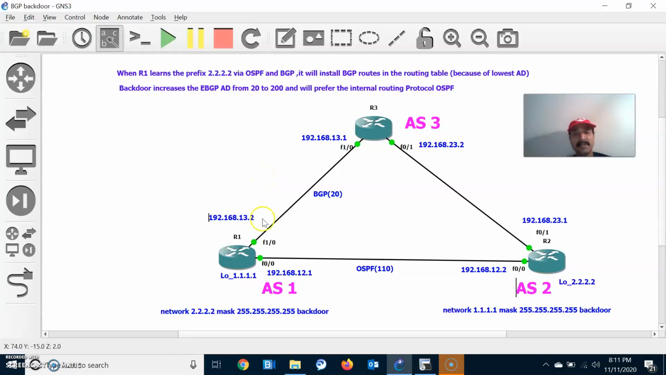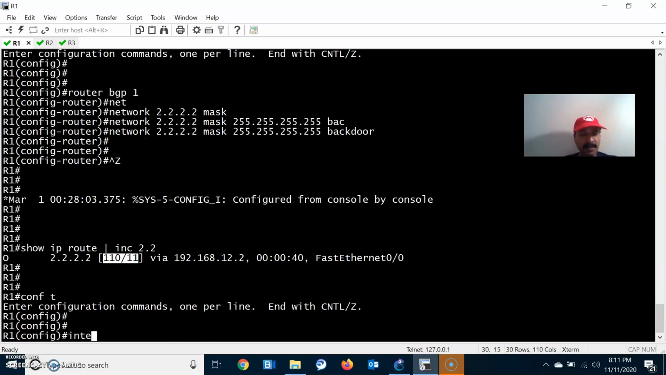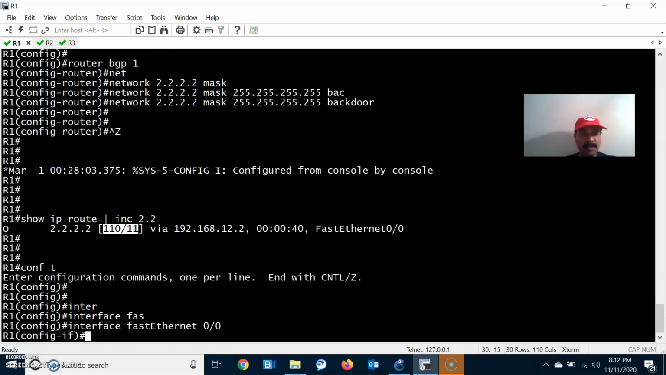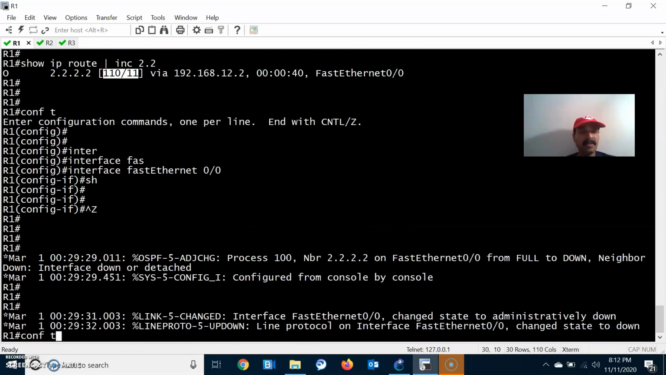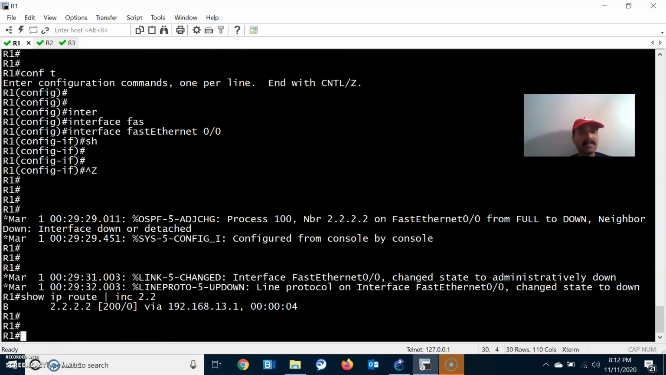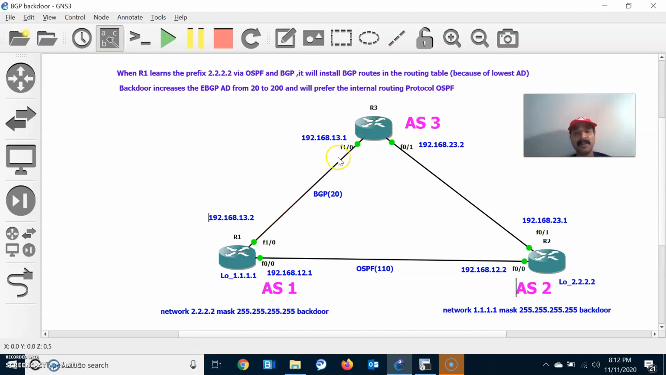Now let us shut down this path. I want to show this. Go to R1, configuration mode, and interface FastEthernet 0/0, and shut down this path. Now you can see the EBGP value has changed from 20 to 200. See, this is the thing. If you shut down this path, the EBGP path is 200. That is the main advantage of backdoor. It will increase the EBGP from 20 to 200 and always prefer the internal routing protocol. This is how backdoor works.